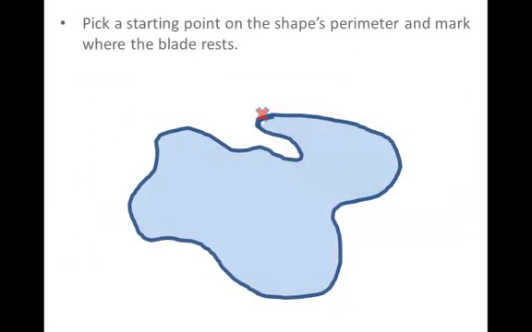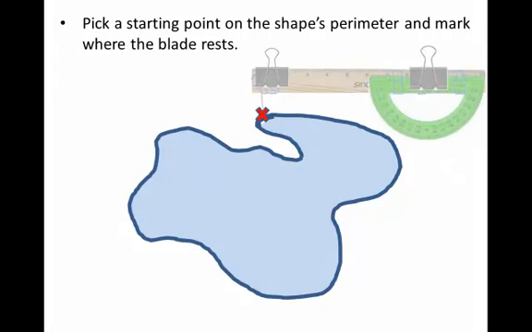Take your shape, take a starting point on the shape, and then place your hatchet planimeter so that the pointy end is on the shape and that the blade rests somewhere off on the side. And mark where that is. That's your initial reading. Now you're going to do exactly what we did before here.